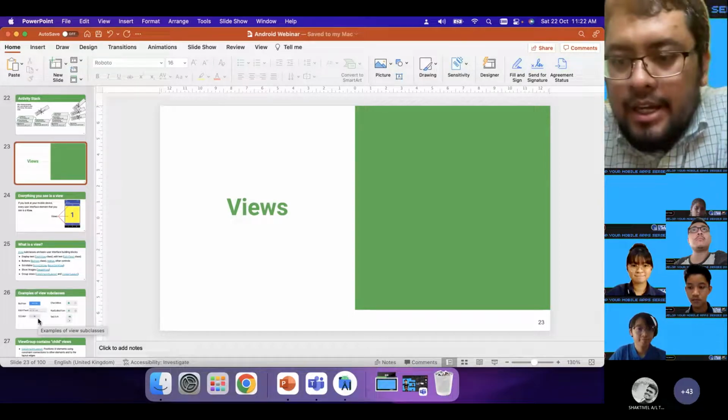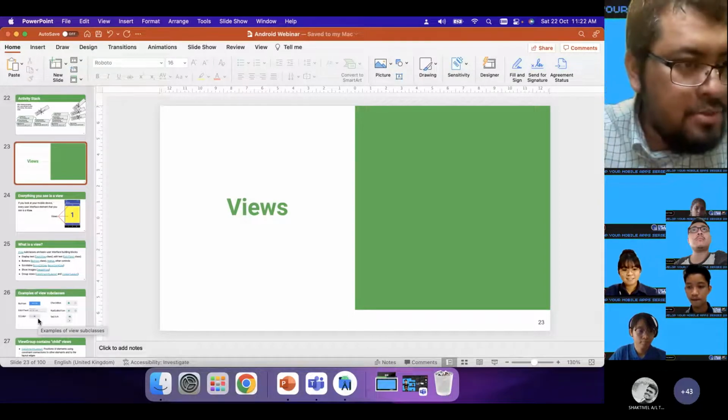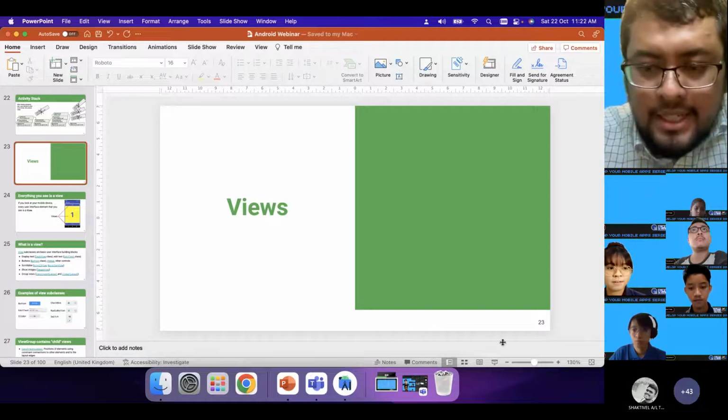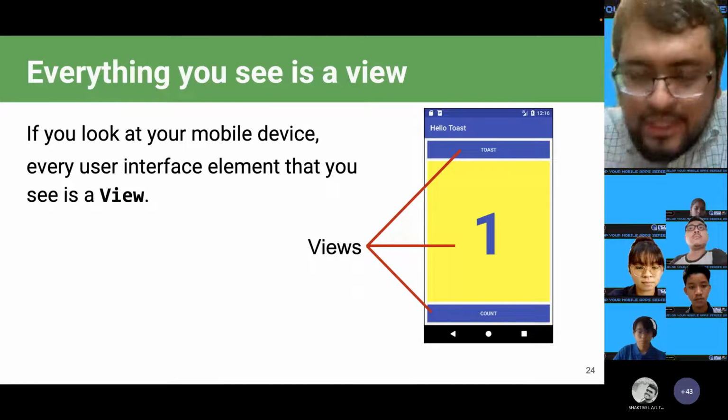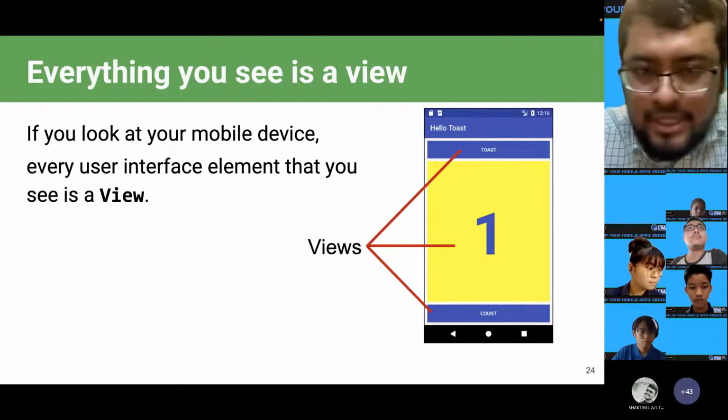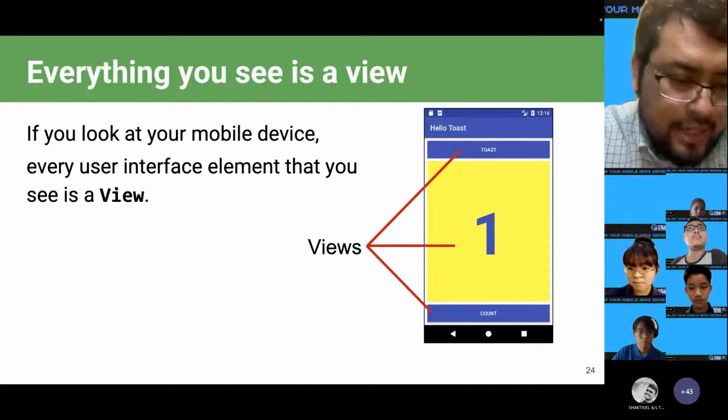Right. So let's continue with the next topic, which is the view. Basically, the view is what you have seen earlier. The buttons, the text field, everything that you see on your screen is a view. Every UI element that you see is a view, and you can interact with this view.